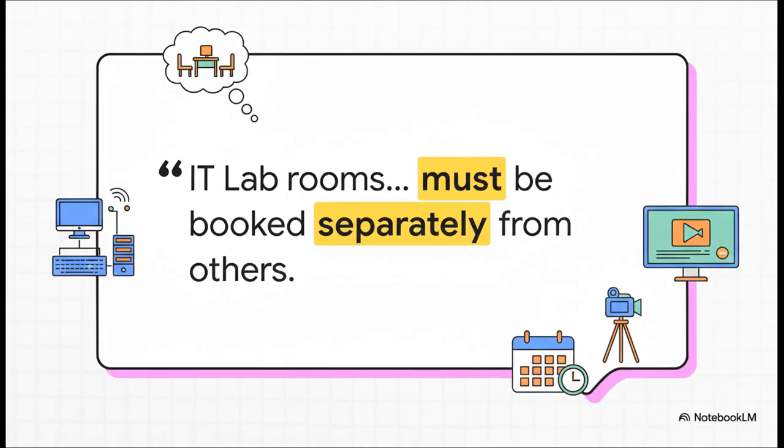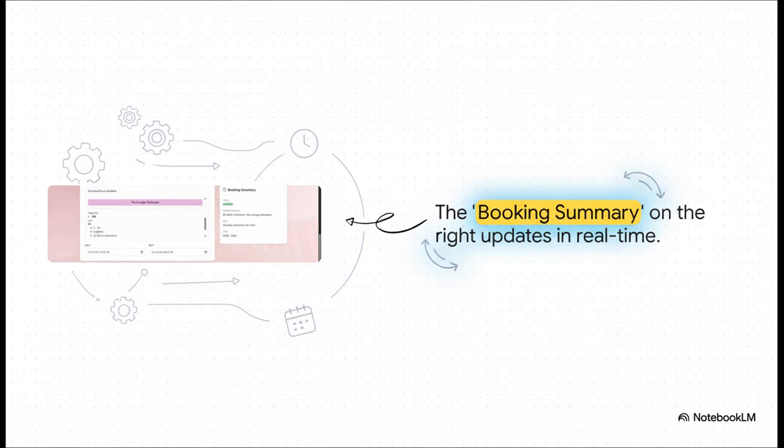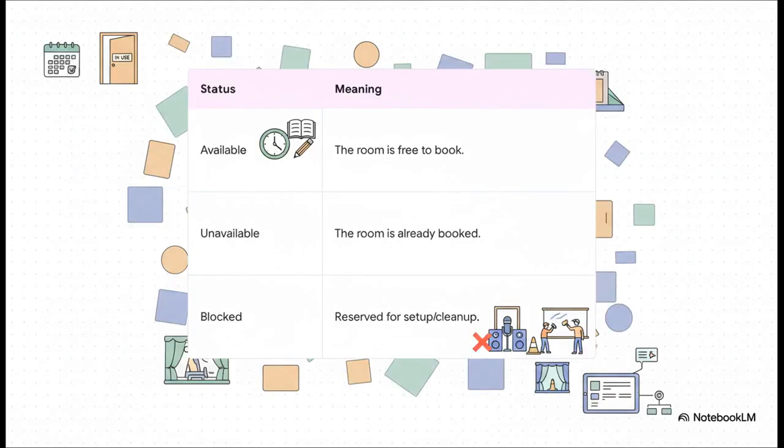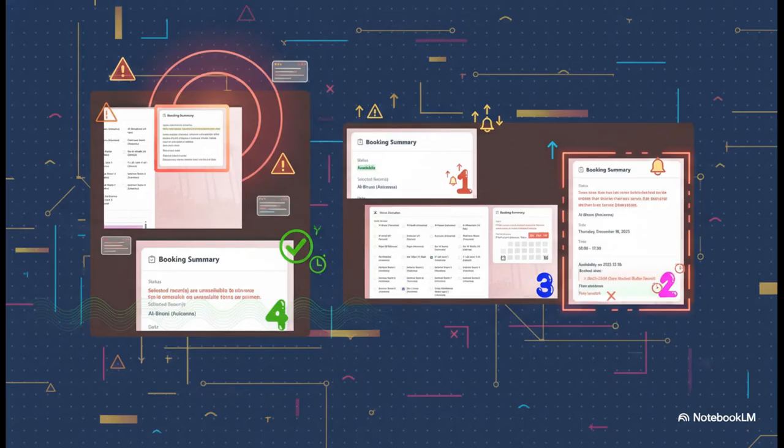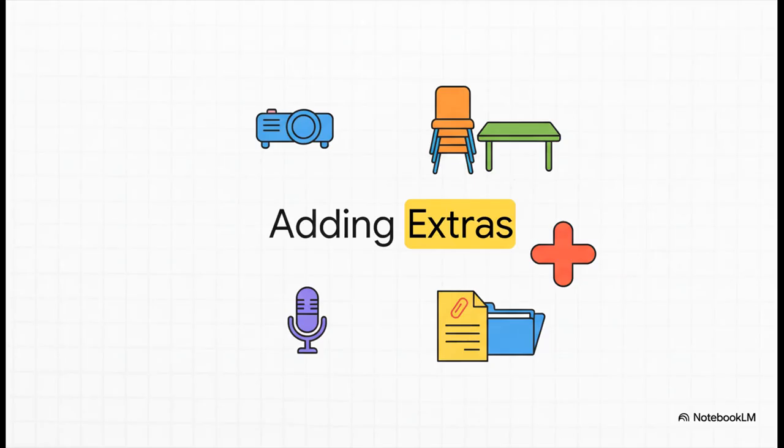Don't mix them. See that booking summary on the right? Keep an eye on it as you go. It'll tell you right away if a room is available, already taken, or just blocked off. And this is exactly what those unavailable or blocked alerts will look like. No surprises. Okay, Section 3, adding your extras.